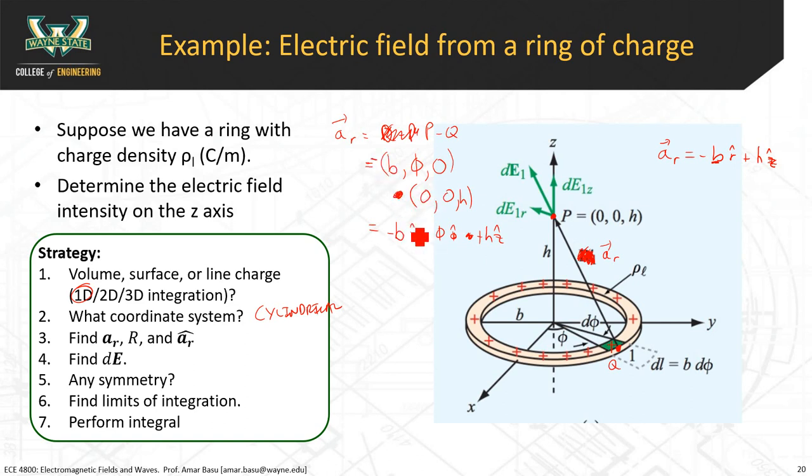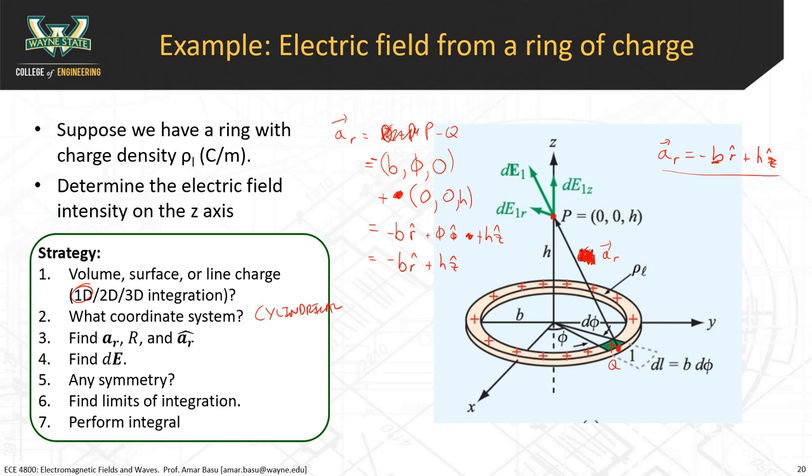And as I said, you could ignore the phi because there's no value for phi on the z-axis. When you're on the z-axis, the phi is meaningless. So that's why you can say that this is negative b times r hat plus h times z hat, which is really the same thing that you get here. I prefer doing it this way. I think it's more intuitive than doing it the mathematical way. In any case, we have now defined A sub R. Any questions on that?